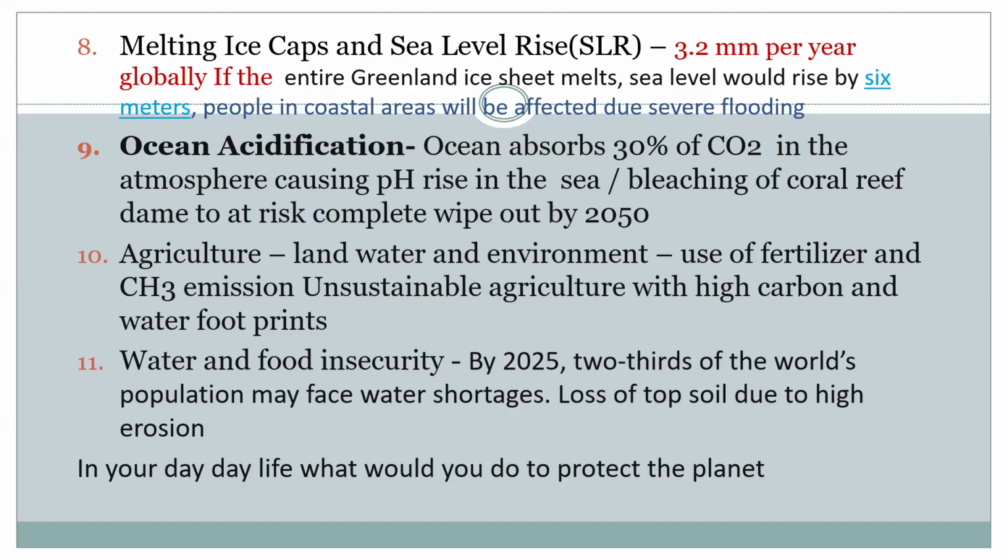Water and food insecurity is another alarming issue. Per capita water availability is reducing annually. Now you can see loss of topsoil due to high erosion; high intensity of rain causes high erosion. Therefore, that affects food security.